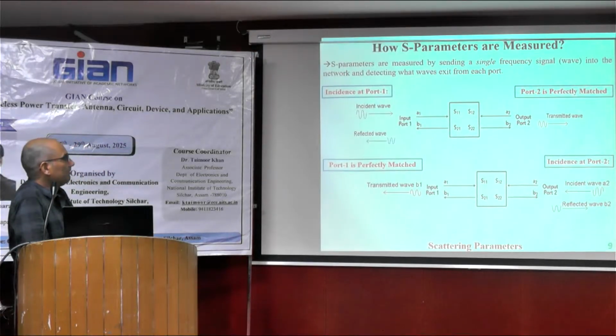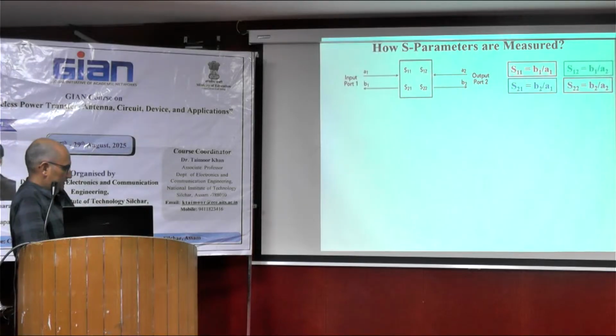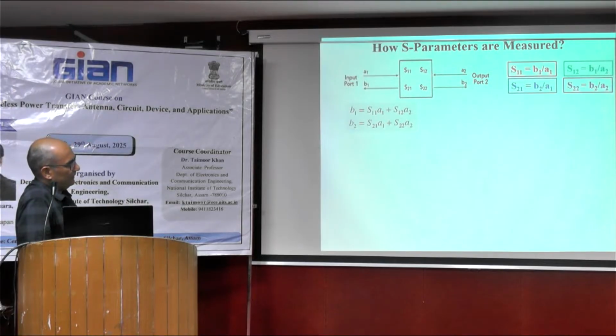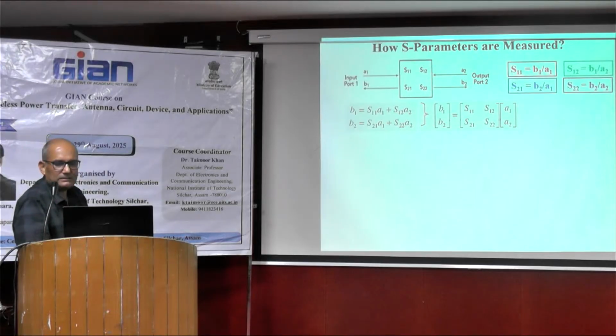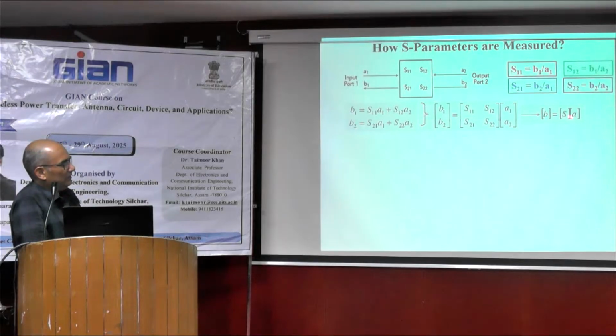Here, just to define how to take that: S11 equals B1 upon A1, S12 equals B1 upon A2, S21 and S22. In terms of equations, we can write it this way, and the other way is B1, B2 in terms of A1, A2 with this S parameter matrix, and in the simplest way we can write it in this way also. All three cases have the same meaning, including this one.